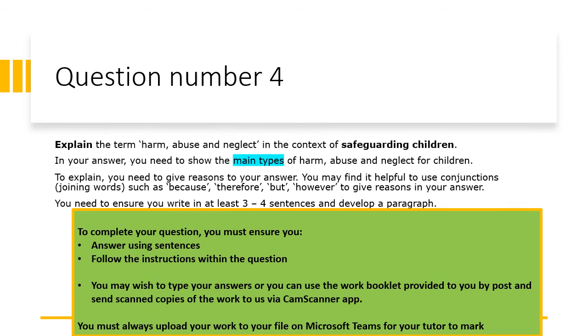So you're now going to look at question number 4, and you're going to explain the term harm, abuse and neglect in the context of safeguarding children. Within your answer, you need to show the main types of harm, abuse and neglect for children. And to explain, the same as the last question, you need to give reasons to your answer. You may find it helpful to use joining words such as because, therefore, but, however, and that will help you give reasons within your answer. And again, ensure you write at least 3 to 4 sentences and develop a small paragraph. So you can pause the video here now while you answer question number 4.